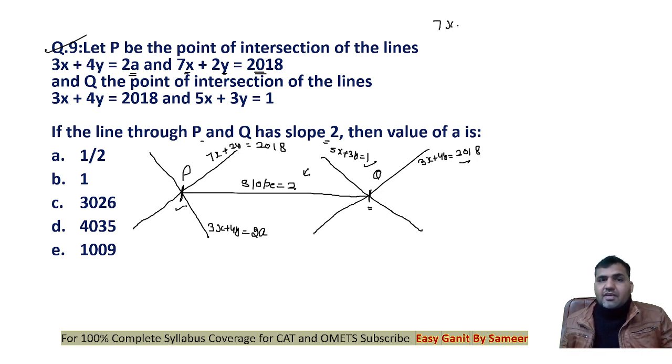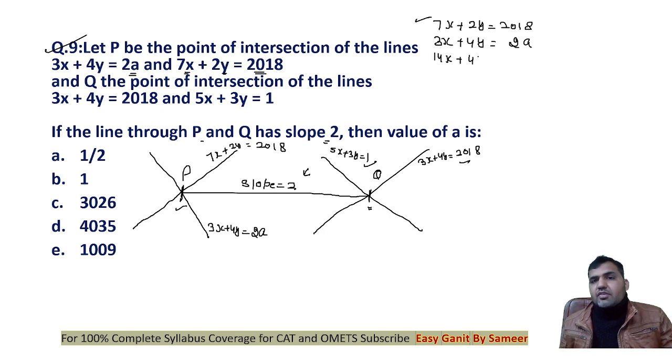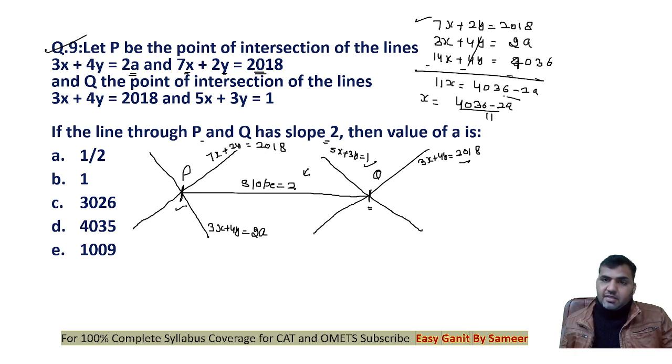Let's do this. 7x + 2y = 2018 and 3x + 4y = 2a. If I want to find the point of intersection of these two lines, multiply the first equation by 2. 14x + 4y = 4036. Subtracting, 14x minus 3x, this would be 11x equals 4036 minus 2a. So x will be (4036 minus 2a) by 11, right? This is the abscissa of it.